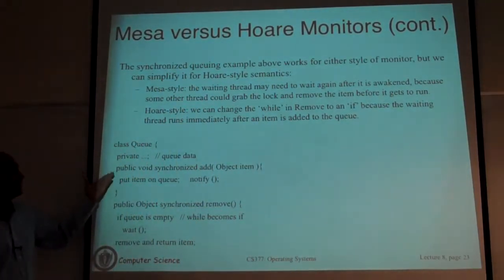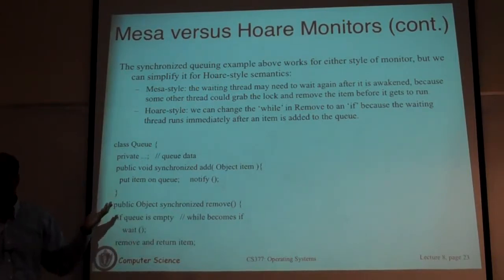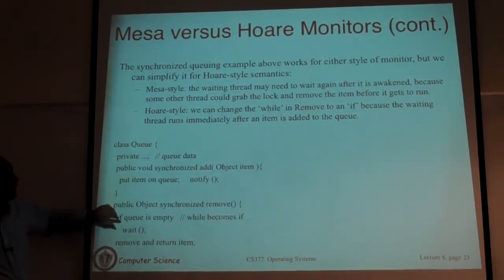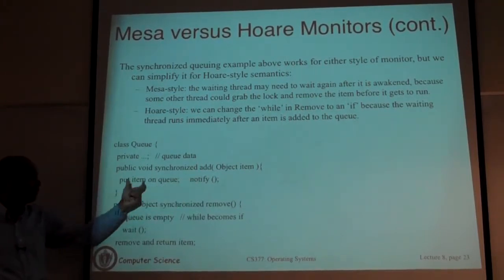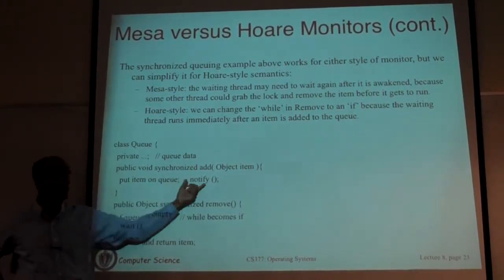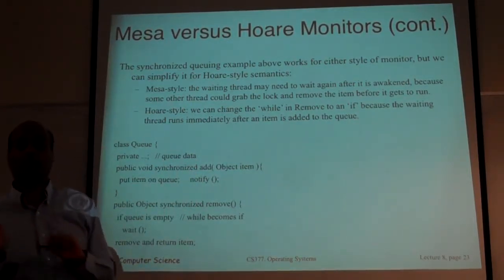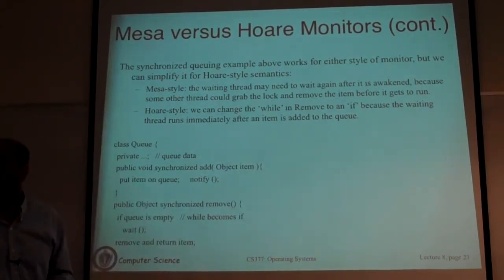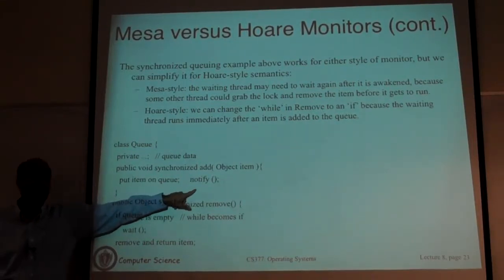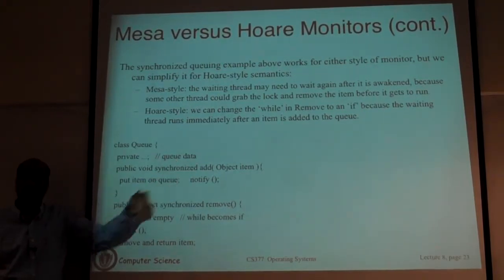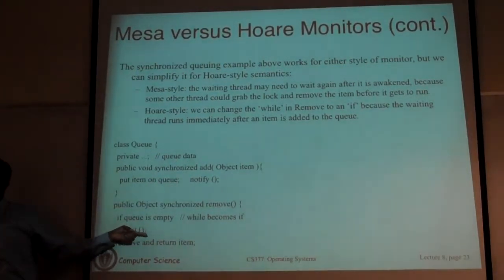So this is the same queue implementation using a Hoare-style monitor. Here is the add method to the queue. It has put an item on the queue and you just call notify. It says if any other thread is asleep waiting to take an object from the queue and the queue was empty, go wake it up. So you call notify, you wake up. Now what happens when you call notify in a Hoare-style monitor is that this thread that is executing add will actually transfer the lock over to a thread that was asleep on the remove method.